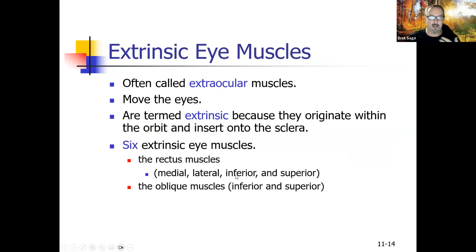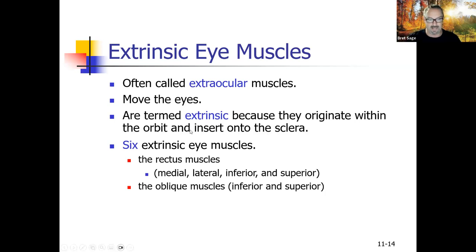Extrinsic eye muscles. Now we're talking about the eye muscles that move your eyes up and down in your eye socket. I'm not talking about the muscles on the outside. They're called extrinsic because they're on the outside of your eye, but on the inside of your eye socket, just to clarify. They're termed extrinsic because they originate within the orbit and insert on the sclera. There are muscles on the inside of your eye, and those would be called intrinsic eye muscles. And there are muscles on the outside of your eye socket, and those would be facial expression muscles.